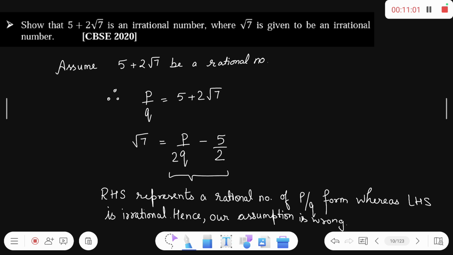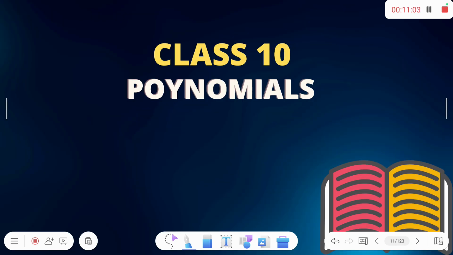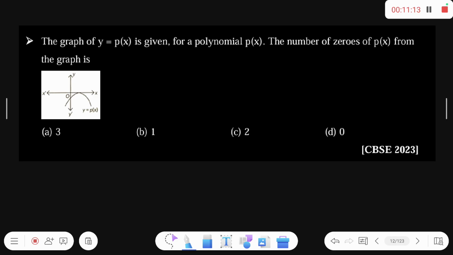Let's move to the next. Let's start with the second chapter, polynomials. Here the question is: the graph of y equal to p(x) is given for a polynomial p(x). Find the number of zeros from the graph. To find the number of zeros from the graph, you have to count how many times the graph cuts the x-axis when the polynomial is in p(x).